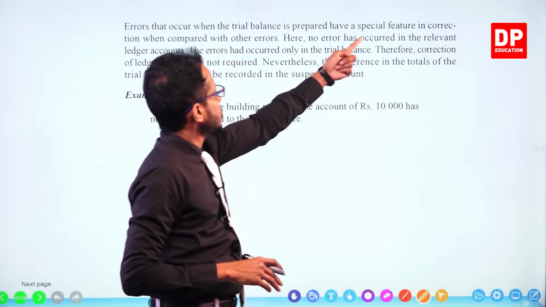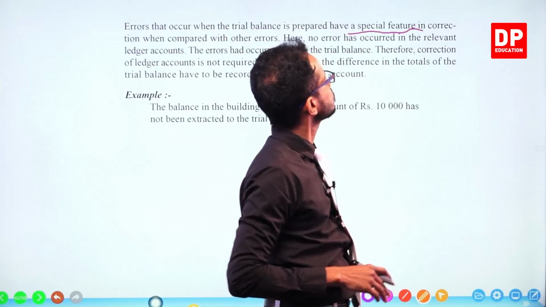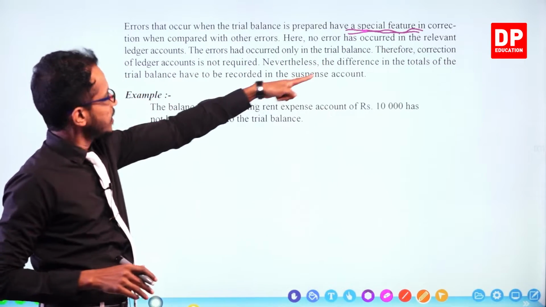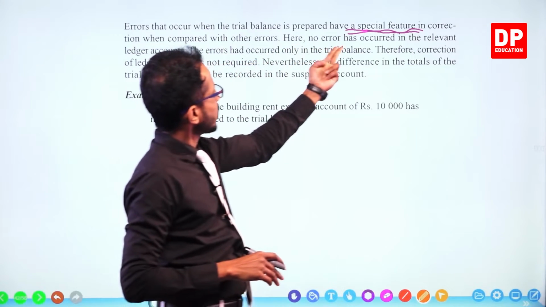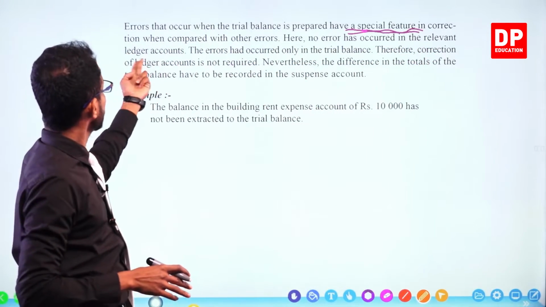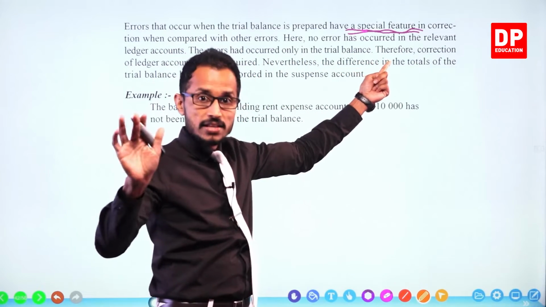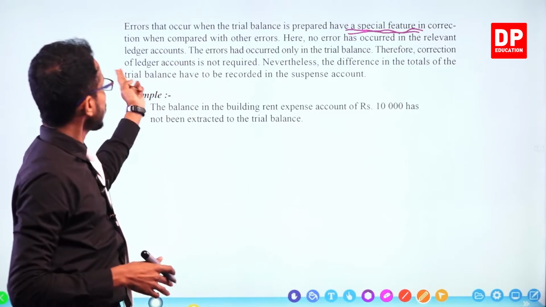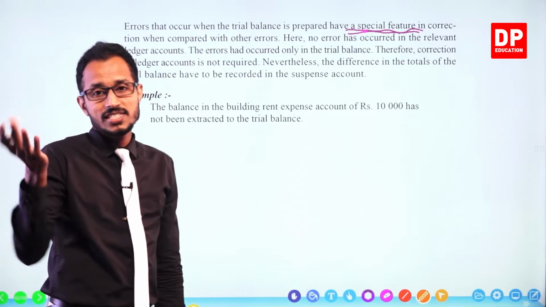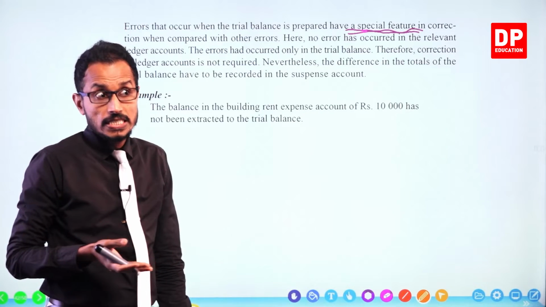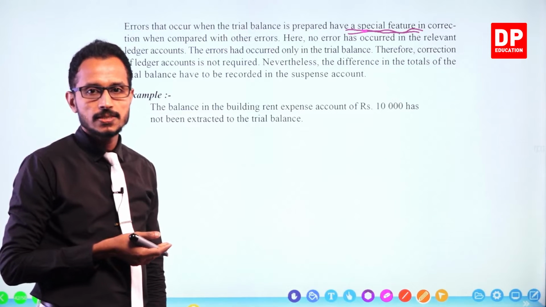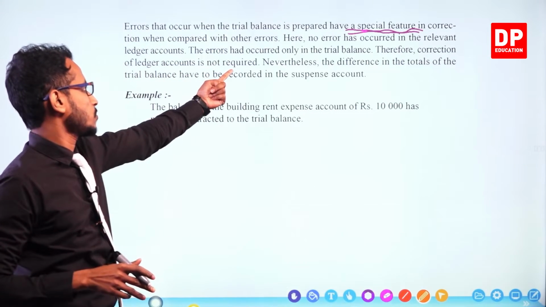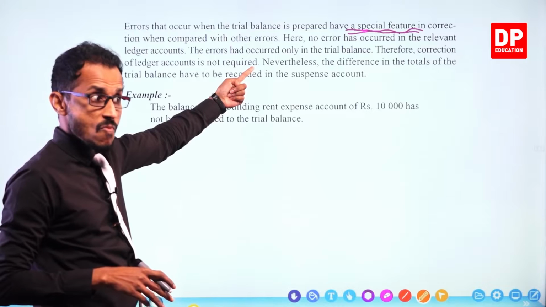Errors that occur when the trial balance is prepared have a special feature in correction. Here, no error has occurred in the relevant ledger account. Error had occurred in the trial balance. Therefore, correction of the ledger account is not required, just like I said just now. No correction is needed in the ledger account.